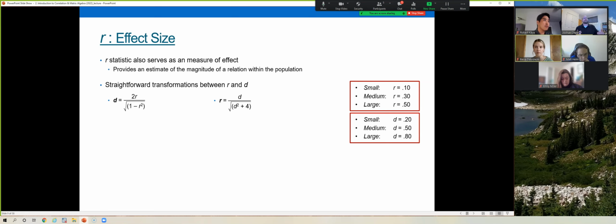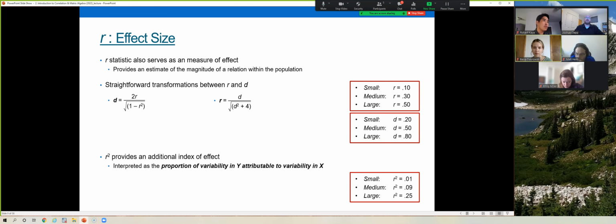And so in a meta-analysis, if I've gone through and I have some studies that measured this association through independent sample t-tests and some that measured the association based on a correlation, what I can do is put those all in the same metric and look at what those effects are looking like. Yeah. Another thing we can do that makes R super handy is I can square it, and it's going to give me an additional effect size metric. My squared correlation can be interpreted as the proportion of variability in Y that's attributable to variability in X.